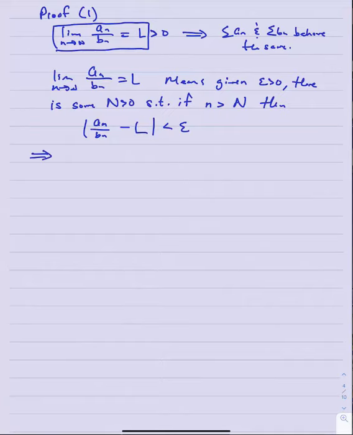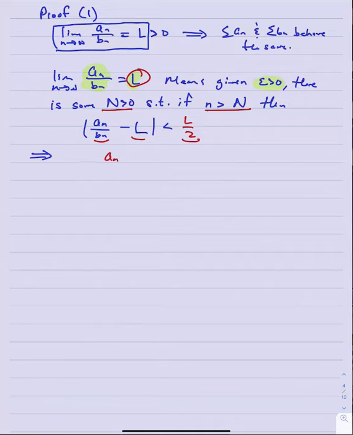Now, I can choose epsilon to be any number I like, right? That's always the idea, that this epsilon is the tolerance. It's how close I want my sequence to be to my limit. So I can choose any epsilon I want. I'm going to choose a particular epsilon of L over 2. And so if I give you epsilon equals this positive number divided by 2, there's definitely some large N, so if n stays sufficiently large, then my sequence will be within L over 2 of the limit L.